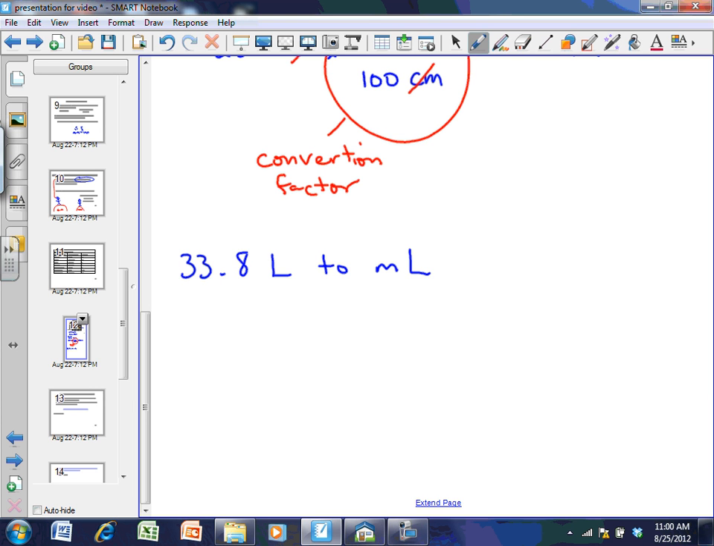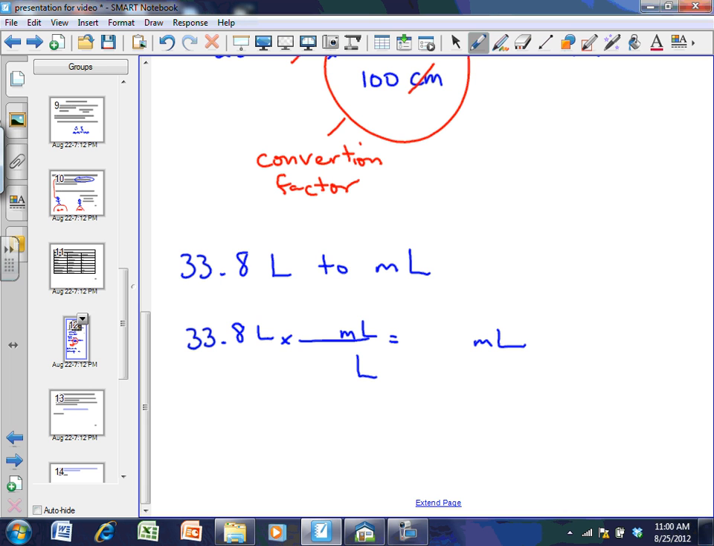I need to know how many milliliters are in a liter to do this problem. So I start with what I'm given, 33.8 liters, and then I multiply that by some conversion factor. I need to get rid of liters, so I put liters in the denominator, and I need to go to milliliters, so I put milliliters in the numerator. Then I ask, which is bigger, a milliliter or a liter? Are there a bunch of milliliters in a liter, or a bunch of liters in a milliliter? Well, we know a milliliter is smaller.